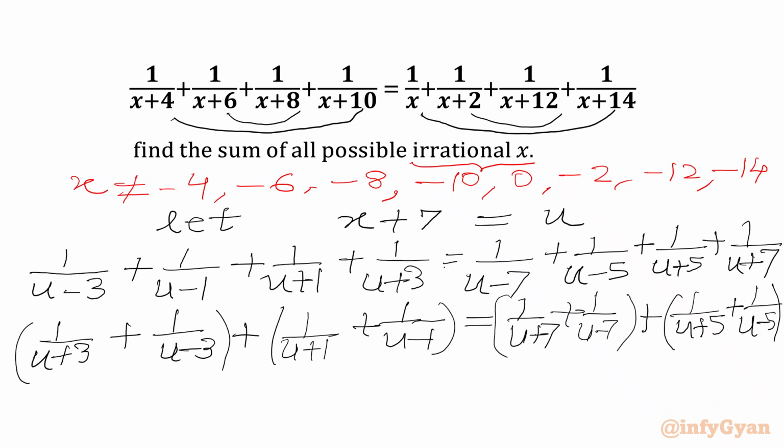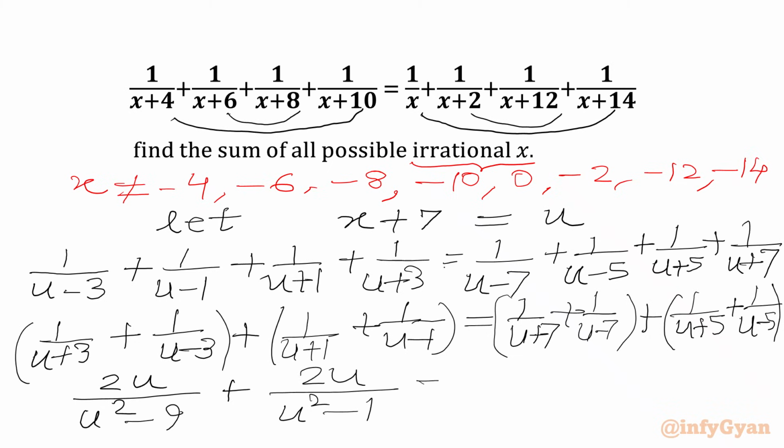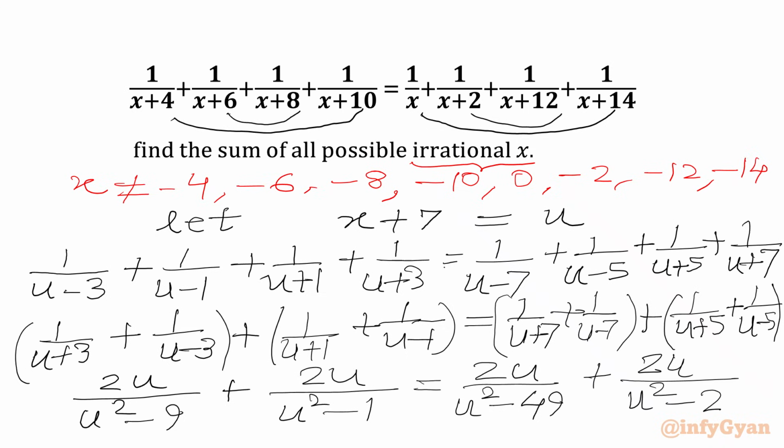Now we are going to take LCM. So in the numerator, u minus 3 plus u plus 3, so u plus u will be 2u. So we'll write 2u over u plus 3 times u minus 3, which will be u square minus 9, using the difference of two squares formula. Here we will write 2u over u square minus 1 equal to 2u over u square minus 49 plus 2u over u square minus 5 square, which is 25.